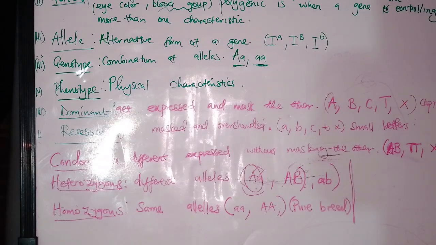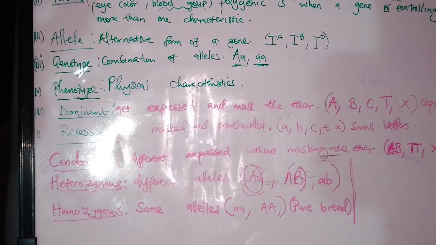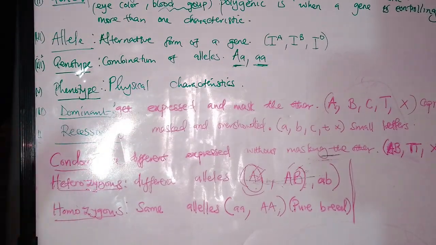So whenever you hear the word purebred in your question, just remember that these are homozygous organisms and they have the same alleles. Now, how can you know whether you're supposed to use a small letter or a capital letter? They will give you that in the question.